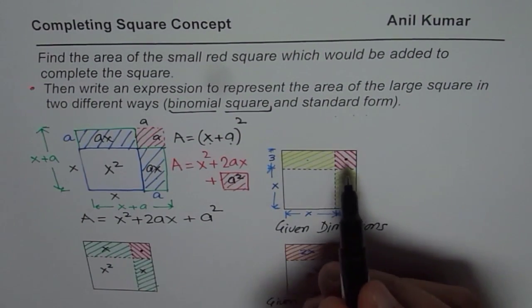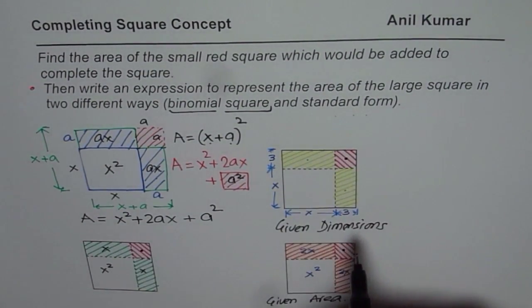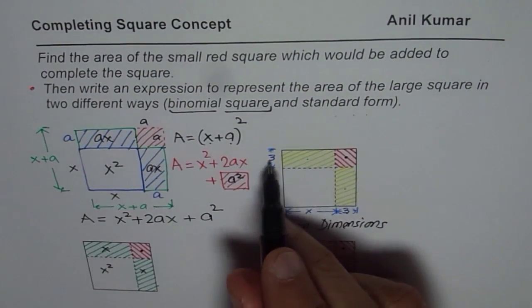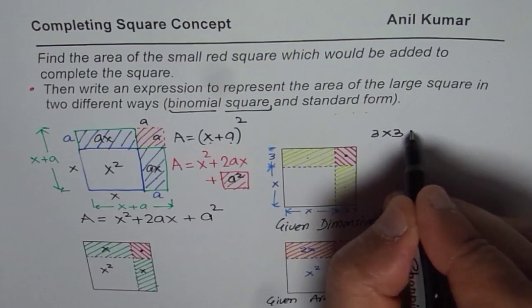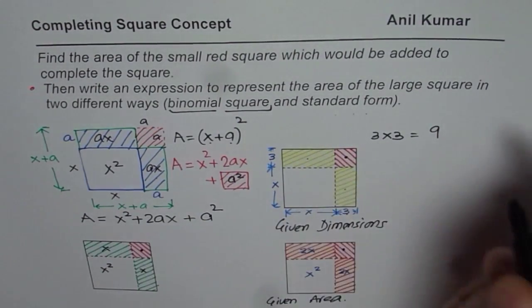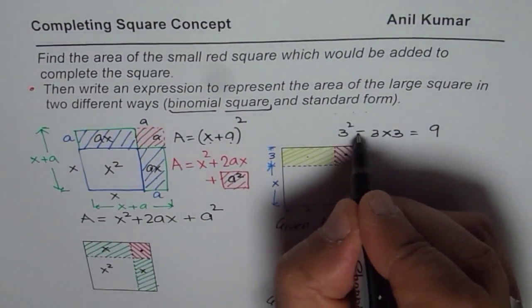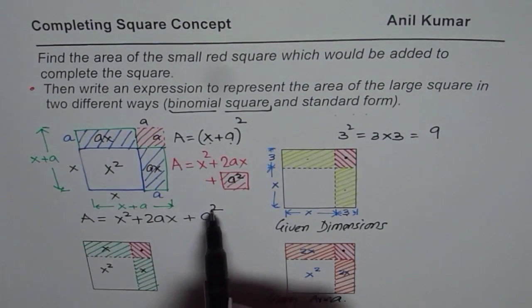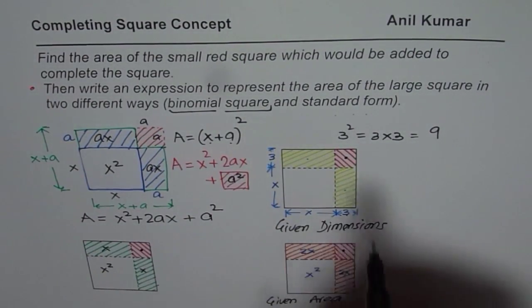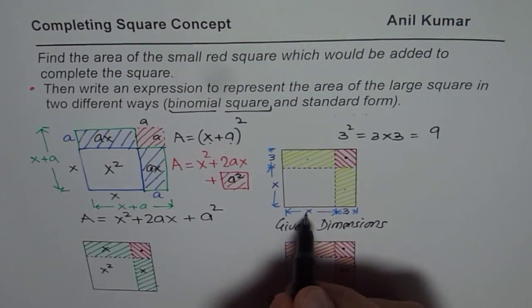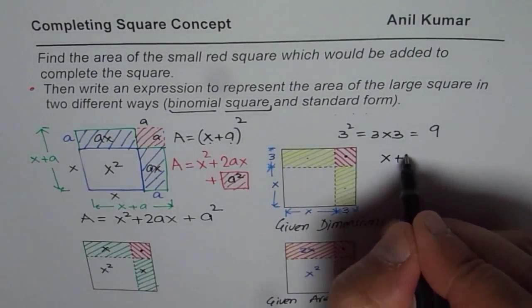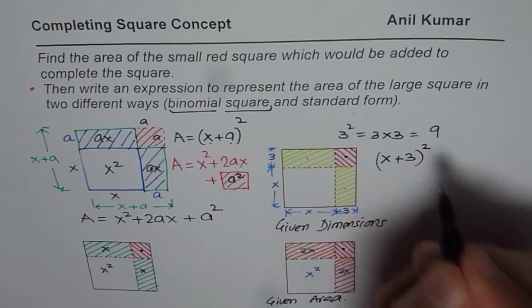Perfect. So area of this small square in the first case is simple. Side is 3 and this is 3. So, well, this area should be 3 times 3, right? Which is 9. Or you could say 3 square. That is what I meant by a square. You get the idea. And the area of big square is dimensions x plus 3. So I could write this as x plus 3 whole square.